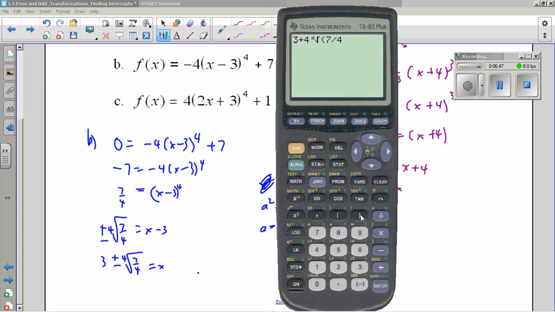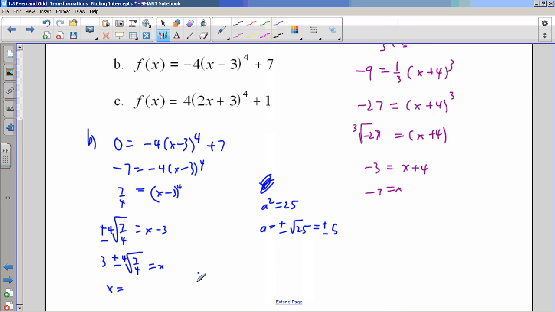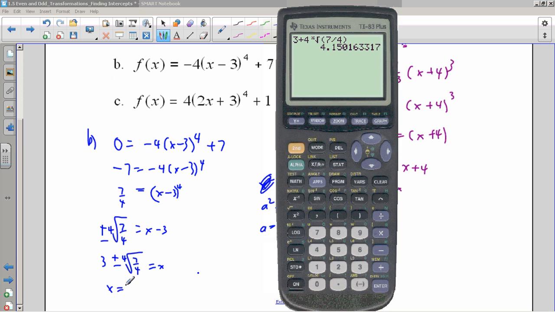Notice I use brackets, so it's going to take the fourth root of the entire thing. I press enter, and I get my answer of 4.15 about.